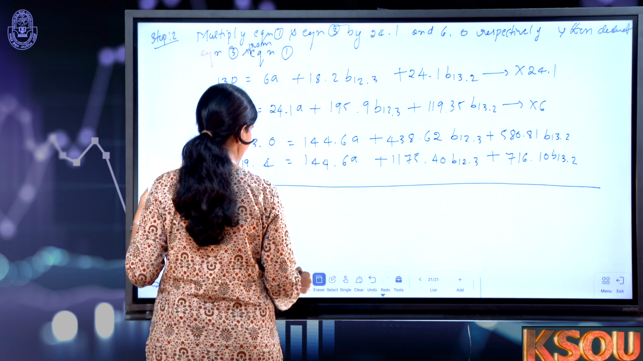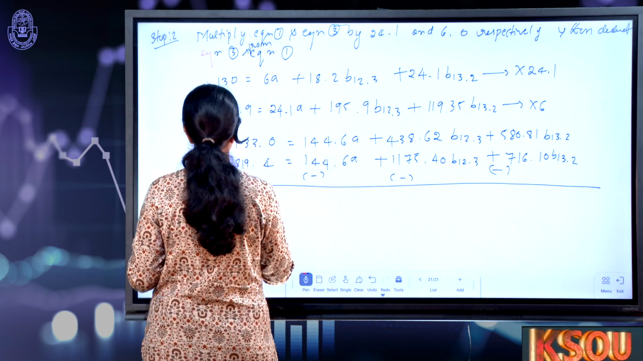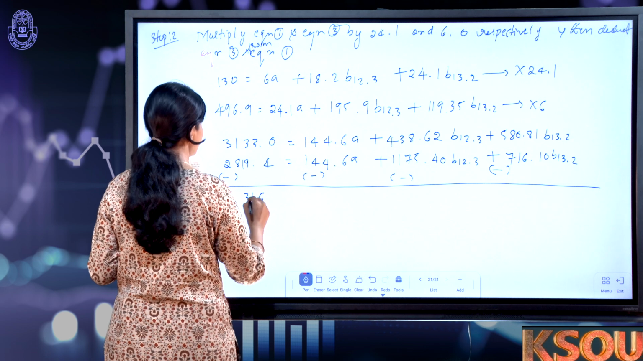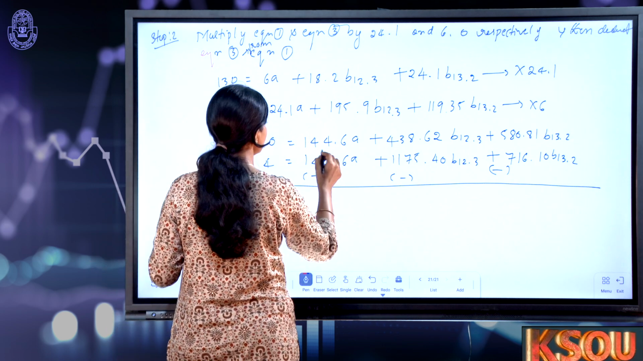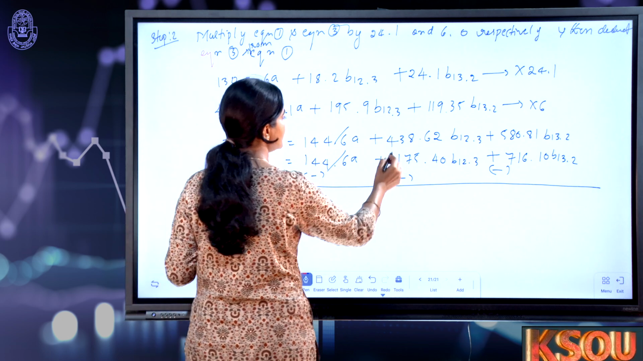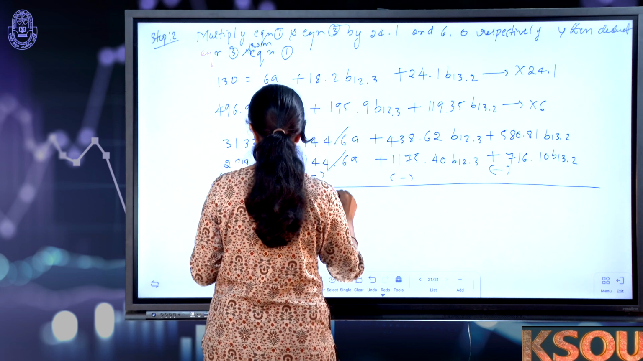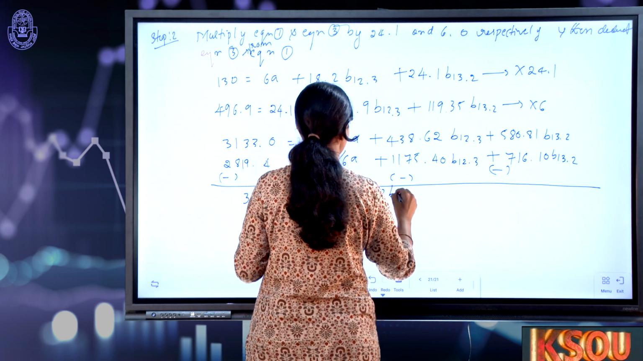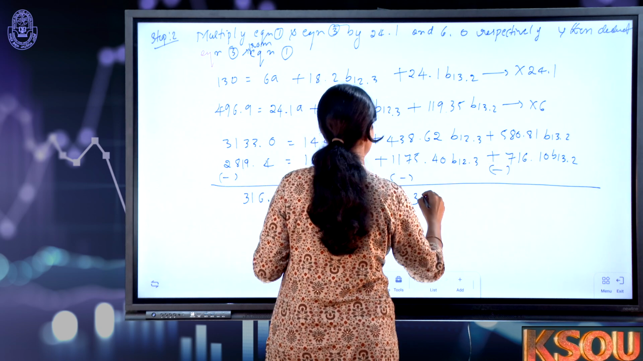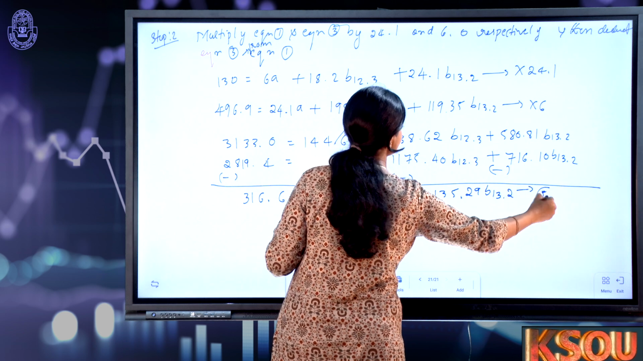So take the negative symbol here, minus, and deduct the values. You should get 3113.0 minus 2019.4, which is 1113.6, equal to, this will be cancelled because you have 144.6a and 144.6a. Then here plus 438.62 minus 1175.40 should give minus 736.78 b12.3, then plus 580.81 minus 716.10, that is minus 135.29 b13.2. Call it as equation number 5.